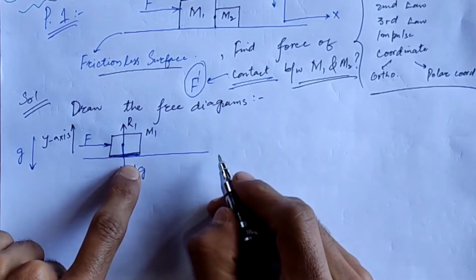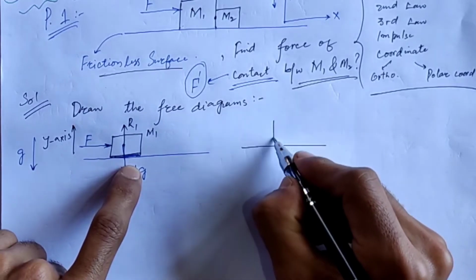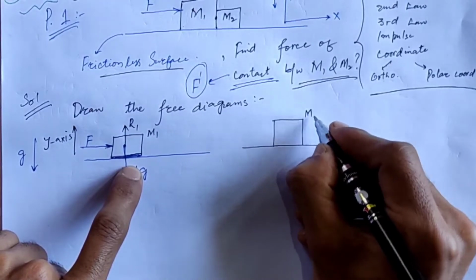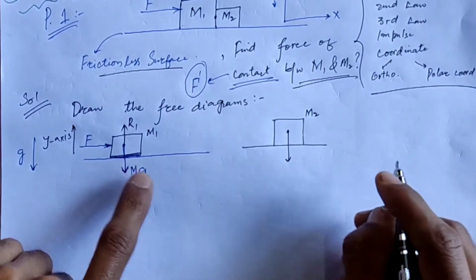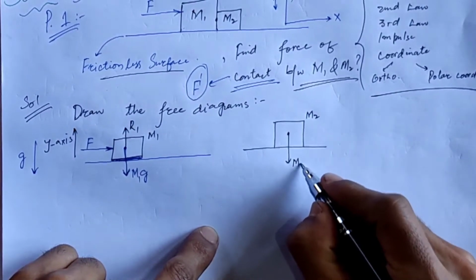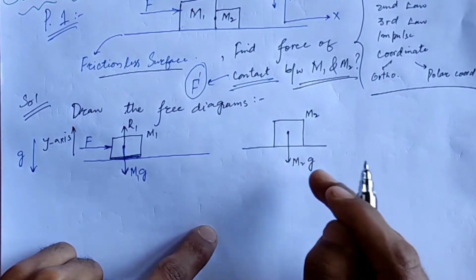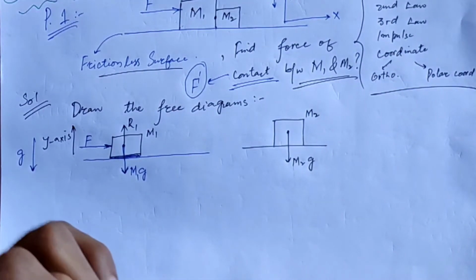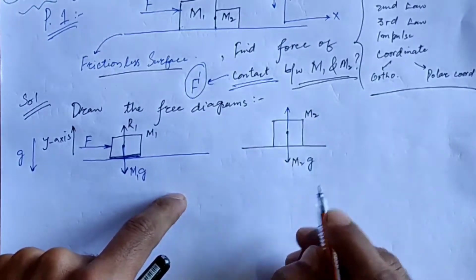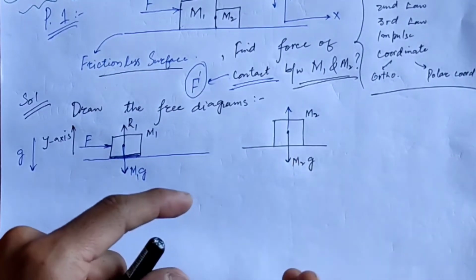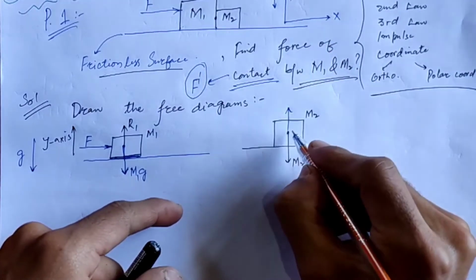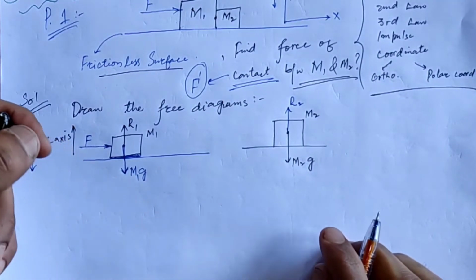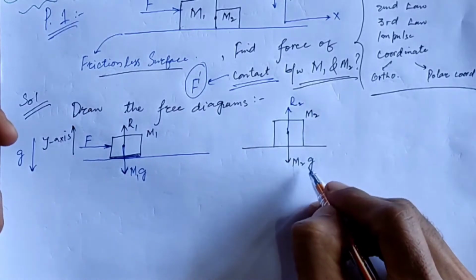Now another thing, we have another body here, m2. Similarly, the downward force is gravity, so there must be m2g, which is the weight of the body. Since there is no motion along the y-axis, it must be balanced by the upward normal force, opposite to the weight, a reactive force which we will denote by R2. So these two must cancel each other.